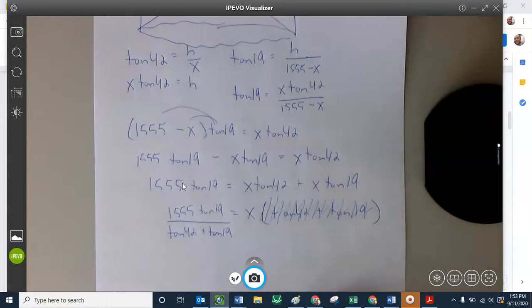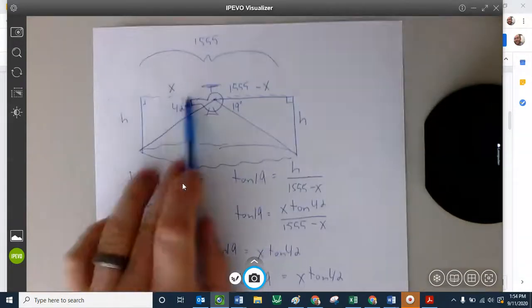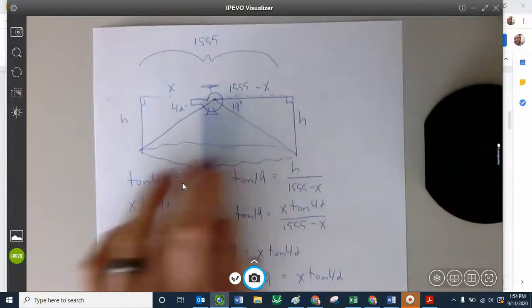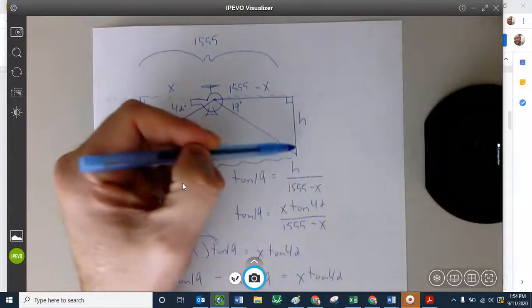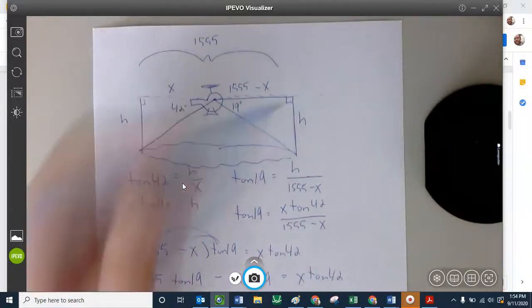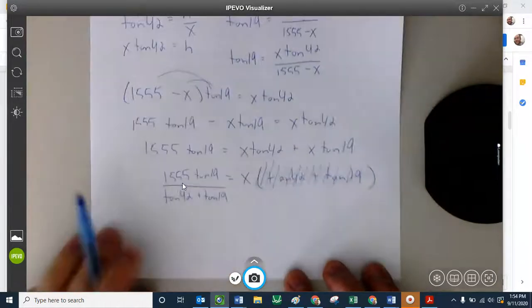What are we solving for? Let's go back to the problem. Let's not get lost in the forest here. X is trying to figure out where it is on top of the lake somewhere, left and right. H is what we wanted to know. We want to know how high off the ground this helicopter is. So to do that, I'm going to go back and substitute.